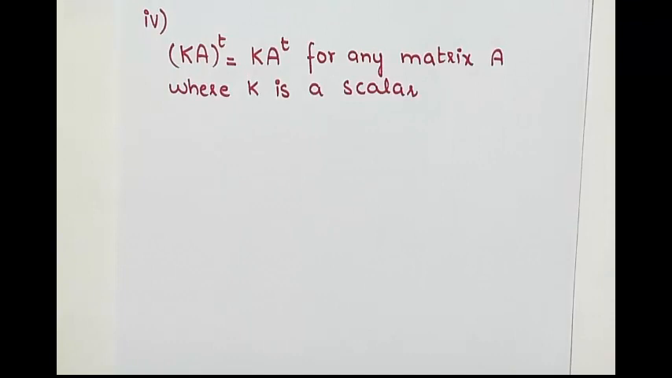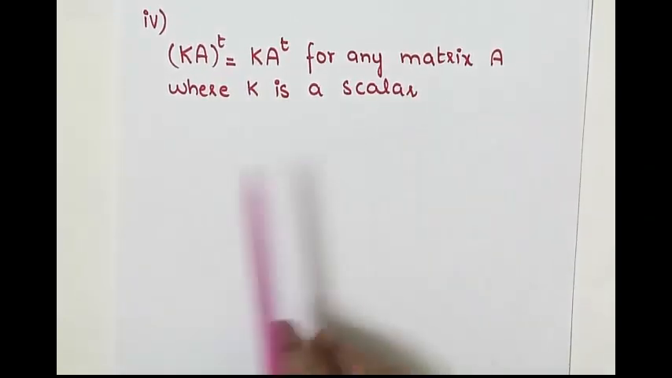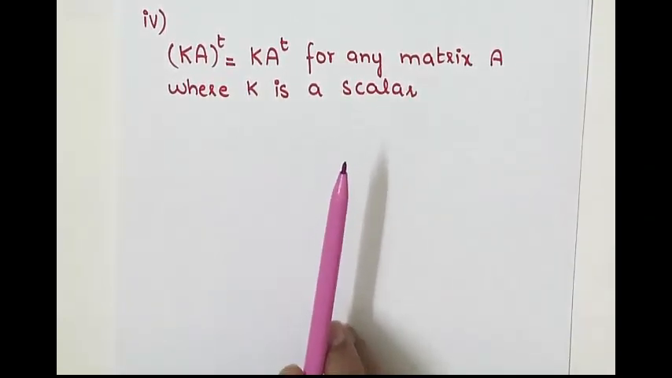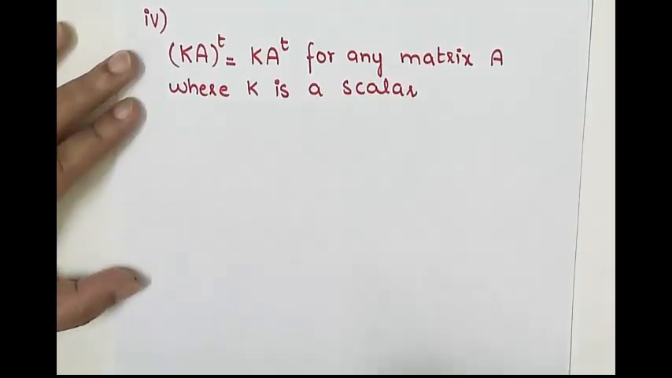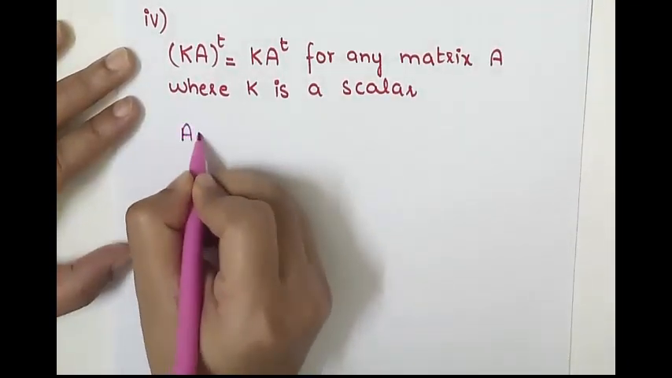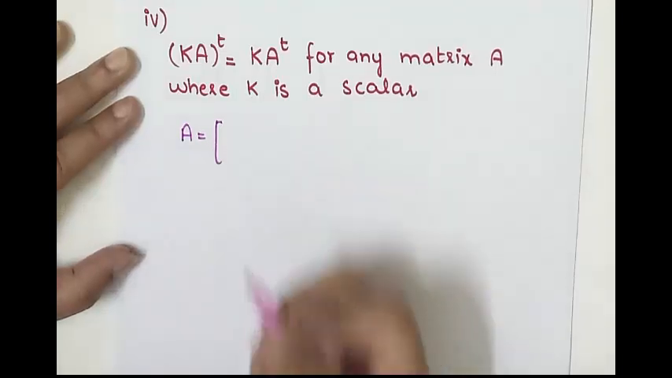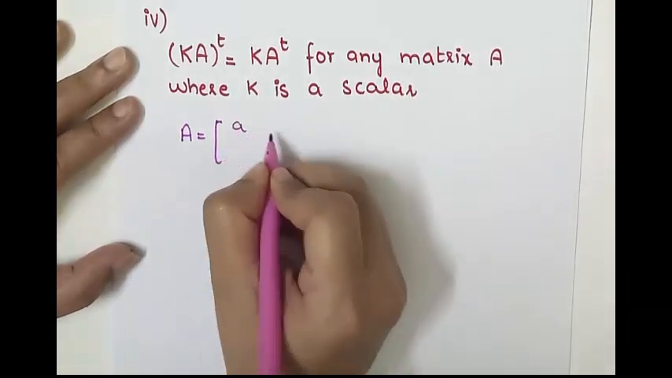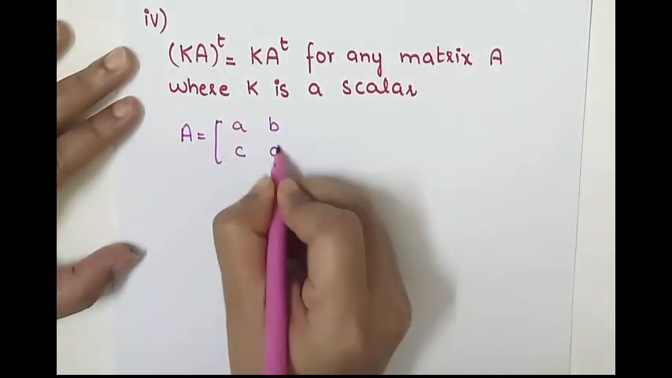Now discussing the fourth property. Okay, so this property says KA whole transpose is equal to K A transpose for any matrix A, where K is a scalar. So in this case, let me take A to be a general matrix A, B, C, D.